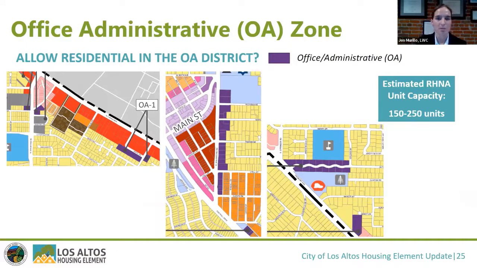The office administrative zone is located a few places in the city. It's shown in dark purple here. This covers a few parcels back from El Camino Real. It's located in a segment on the east side of San Antonio, east of downtown, and then a few parcels on Foothill and on Altos Oaks off of Foothill. This is a zone that does not allow residential today. It's office administrative. So if we allowed residential in this zone, we estimate this could provide a capacity of between 150 and 250 units. Next slide.